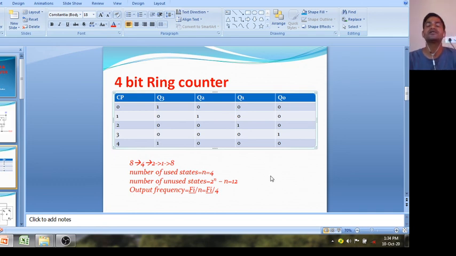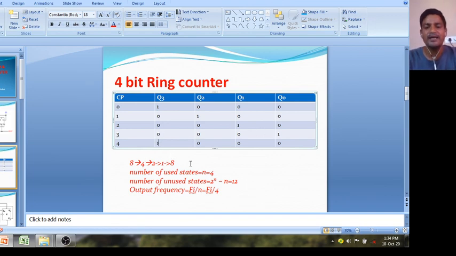So what is a used state? Used state means total number of clock pulses required. In this case total 4 clock pulses are required. So in general, in case of a ring counter, total number of used states is n, if it is an n bit ring counter. In case of a 4 bit ring counter, what will be the used states? It will be 4. What is the pattern? 1000, 8. Okay, 0100, 4. Then 0010, 2. Then 0001, 1. After that it is repeating.